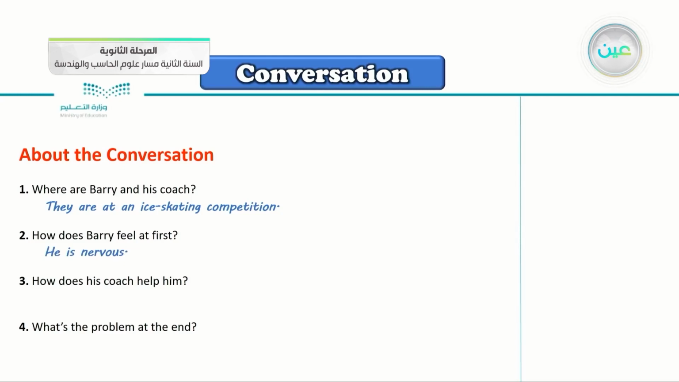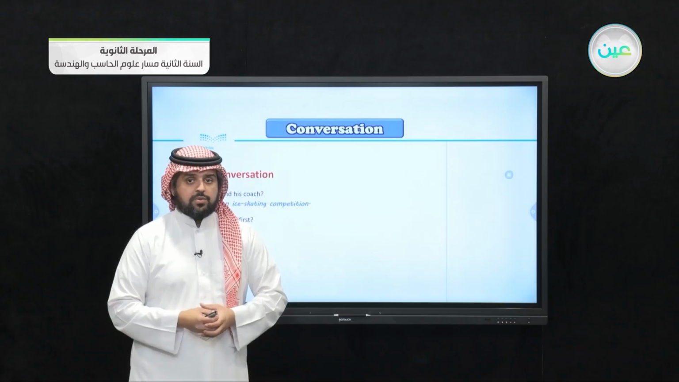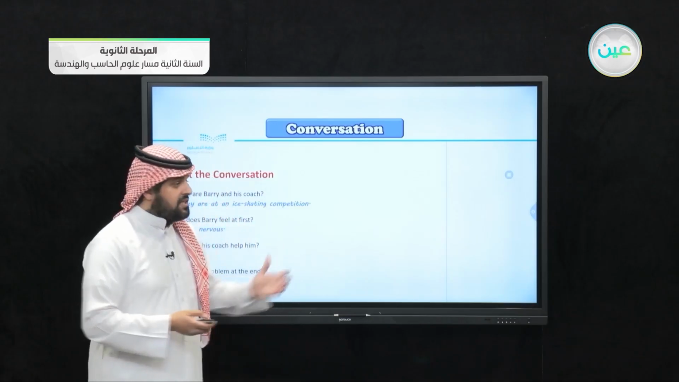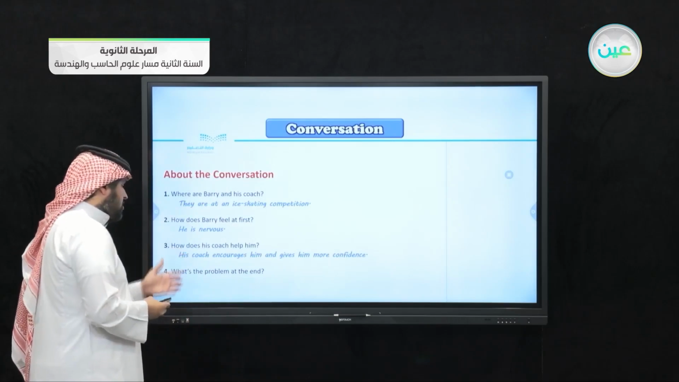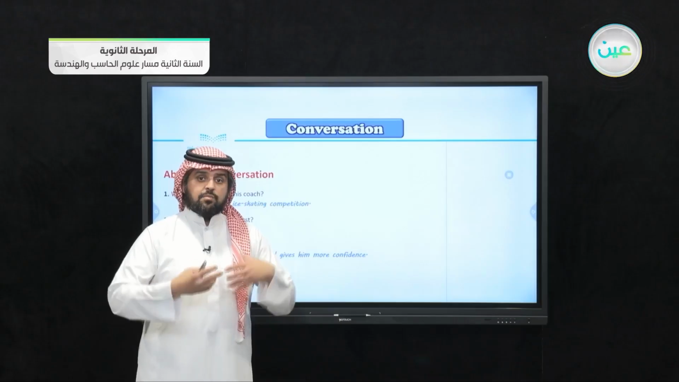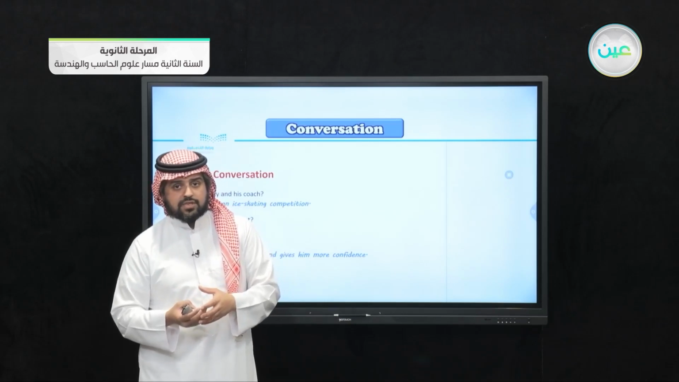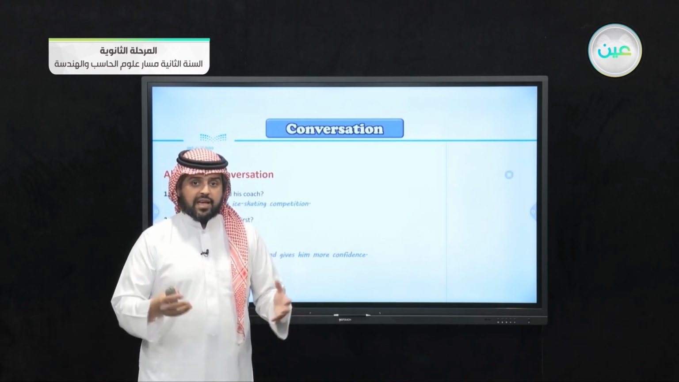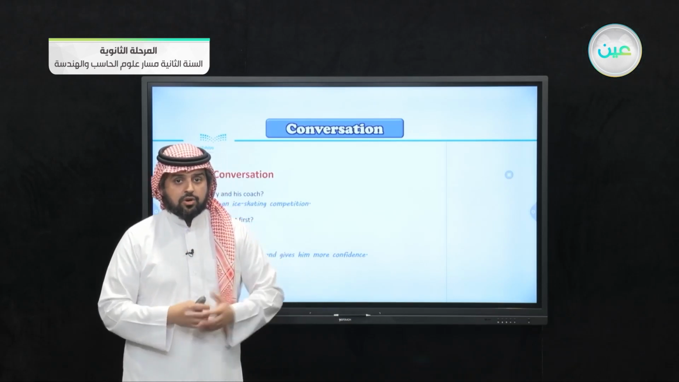How does his coach help him? Of course, his coach helped him. So how did he do that? Let's see the correct answer here. His coach encourages him and gives him more confidence. So he kept pep talking him, encouraging him, giving him more confidence until, in the ending, he felt more relaxed, more confident to go to the competition.